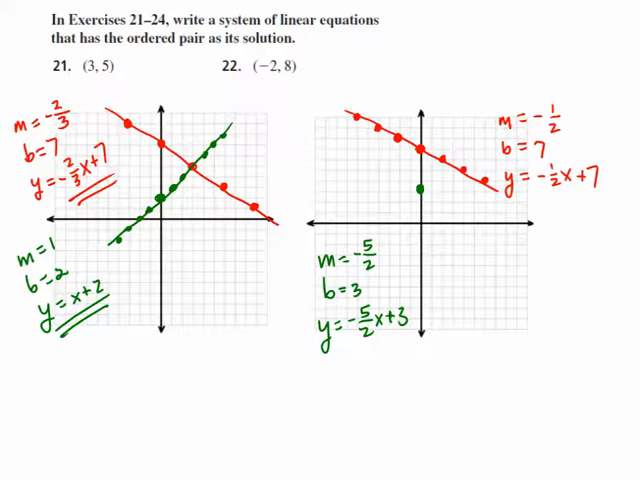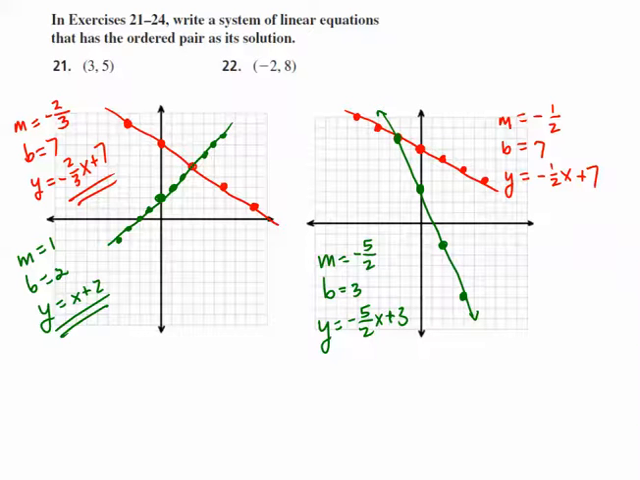If I were to select another point, down 5, 1, 2, 3, 4, 5, over 1, 2, sorry, that should put me there. And plot a few more points, and I end up with a line that looks like that. And so those are my two lines there.